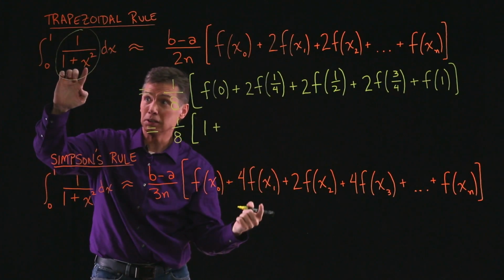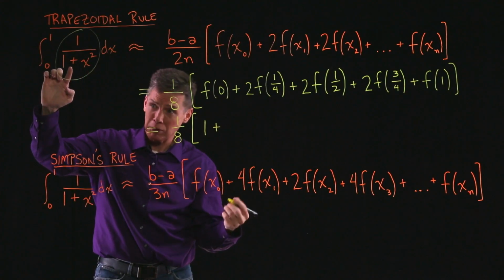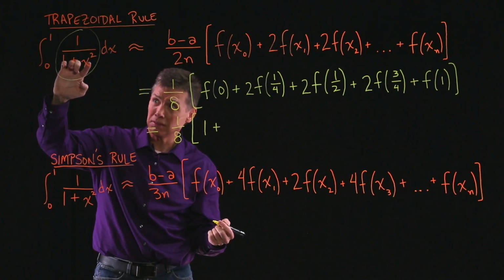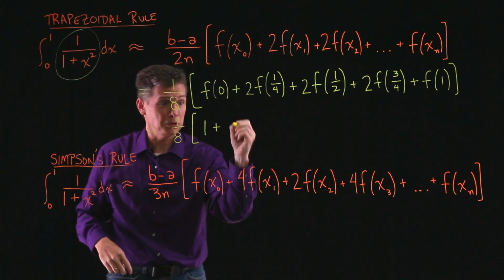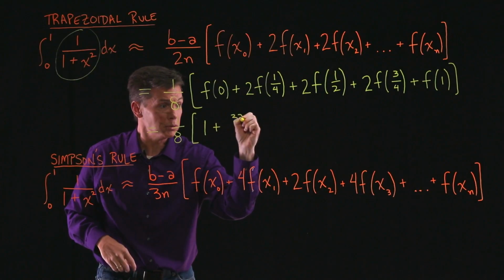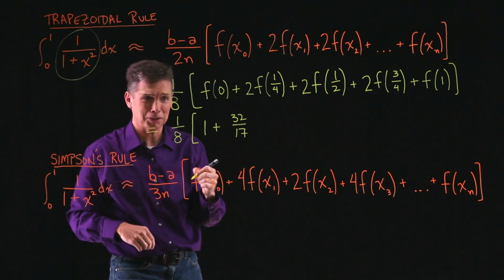A quarter squared is 1/16. I'm going to add that to 1, which would have to be 16/16, so 17/16, but I'm going to flip it. I'm even going to multiply it by 2. So I'll get 32/17. Maybe you should grab a calculator and check me, okay?